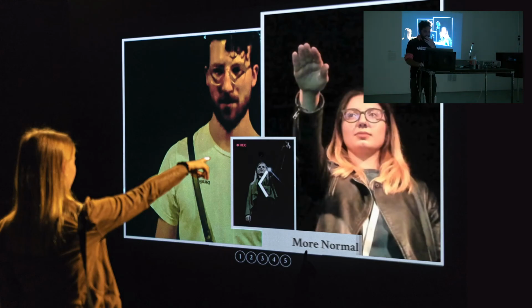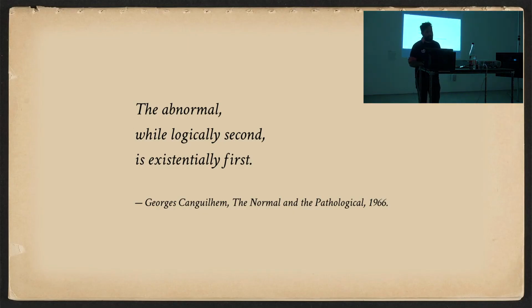I'll keep it visual. I really like this quote from Canguilhem. The abnormal, while logically second, is existentially first. Logically there's normal, and after the normal there's abnormal. But the way we experience normality is we don't see normal people. We see when something is abnormal. And that's what jumps in front of our eyes. So when we ask people to point at the normal of the two, they're trying to check which one of them looks less normal. And then by pointing at the normal, which is kind of, again, depoliticized, it's normal to point at normal, you are also pointing at the abnormal. Okay? And technically, that's what you're doing.